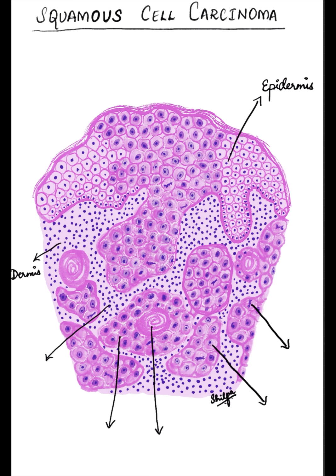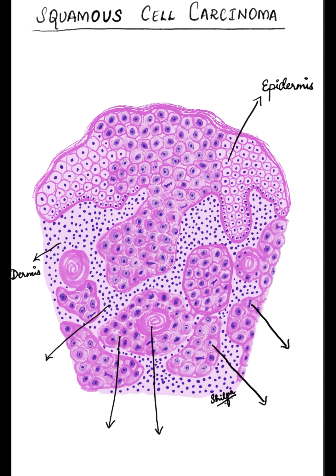So, today is my first video on squamous cell carcinoma. So, what exactly is squamous cell carcinoma? Squamous cell carcinoma is a malignancy arising from the epidermal keratinocytes. So, where exactly do you see squamous cell carcinoma? We see it in sun exposed areas like scalp, ear, lip, nose, and eyelid.